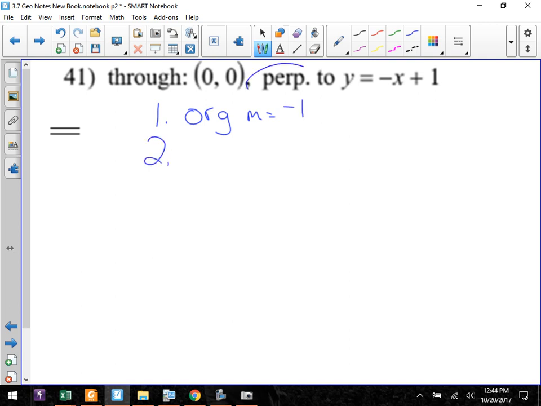Obviously, this is a perpendicular problem. So what is the perpendicular slope to negative 1? Well, that means change the sign, flip the fraction. Well, what's the opposite of a negative? And the reciprocal of 1 is 1. And now you have to go through the point 0, 0. So y minus 0 is 1, x minus 0, which gives you y equals x.